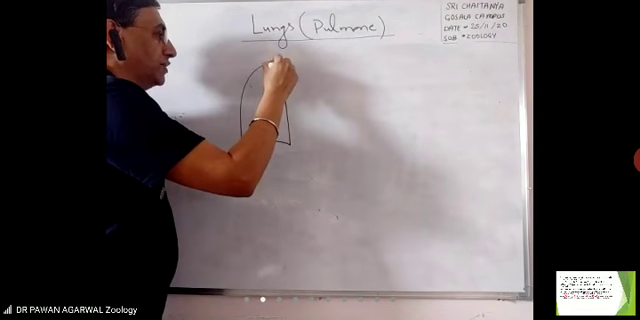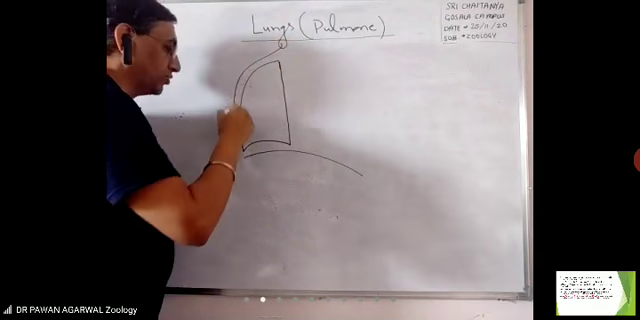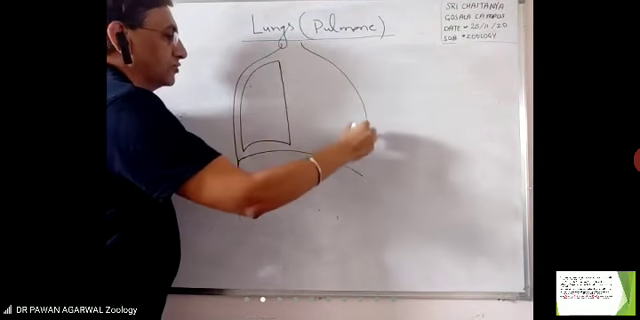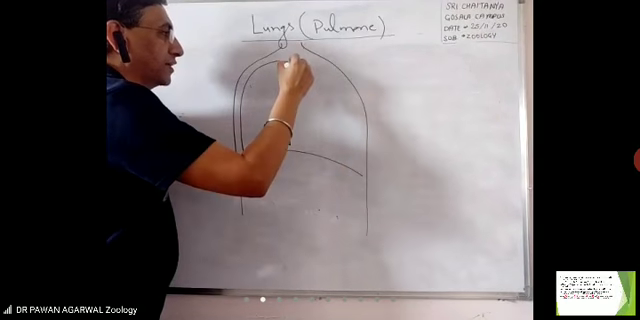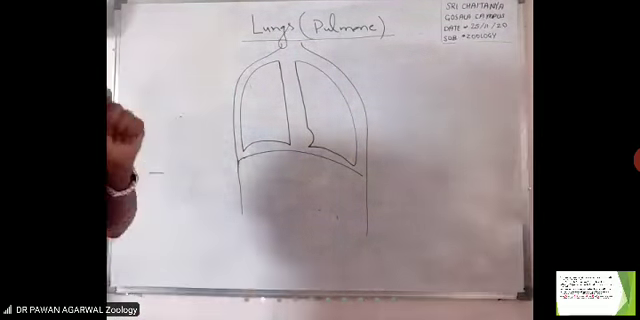This is the diaphragm. Okay, and they are present in the thoracic cavity like this. So they are conical in shape. Conical in shape. See, very important.